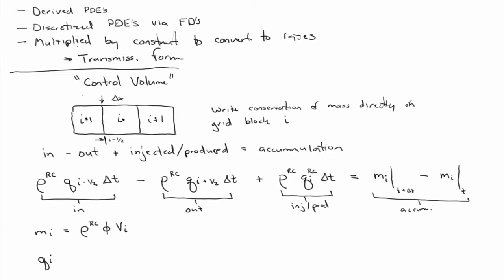Okay, what about Q at the I minus a half? Could somebody guess what that'll be? Well, do we have an equation for Q? Darcy's law, okay. So again, I'm going to be particular here. I'm going to say the permeability at the I minus a half. And this is setting the stage for heterogeneity in the future. Over the viscosity, we're just talking about a single fluid here, water, times area, times the pressure gradient. And the pressure gradient at the I minus a half is the pressure at I minus the pressure at I minus 1, all over delta X.